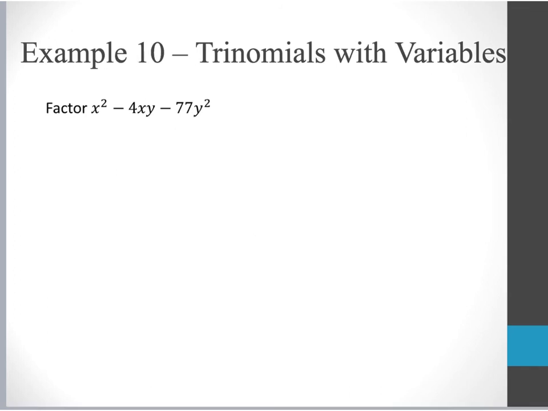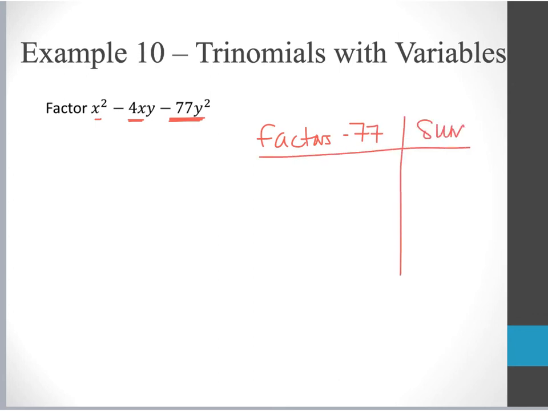And our last example is going to, again, be very similar to what we did in example 9. So I have two different variables. I have both the x and the y's. And then I notice that I have a negative c value and a negative middle term. So I'm looking for factors of a negative 77. And I have to find the sum. So I have 1 and a negative 77, or a negative 1 and a positive 77. I could have a positive 7 and a negative 11, or we can do a negative 7 and a positive 11.